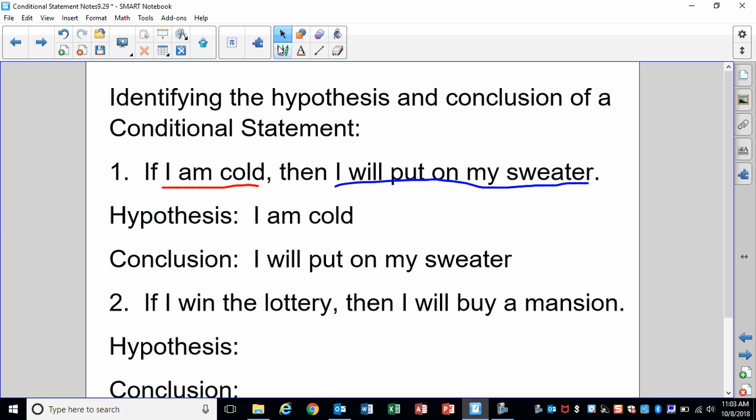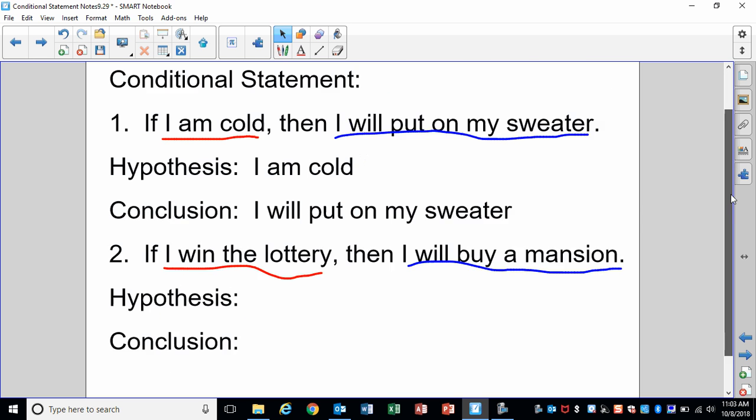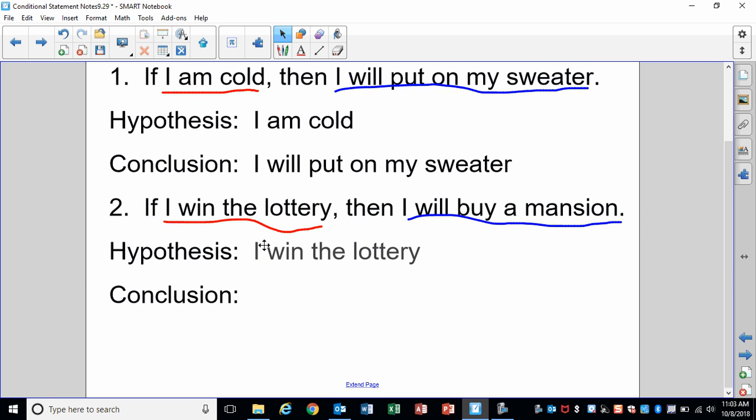So on the second example, we have I win the lottery and I will buy a mansion. In thinking about which one comes after the if, it is the I win the lottery, so that becomes our hypothesis. And then the then will become I will buy a mansion.